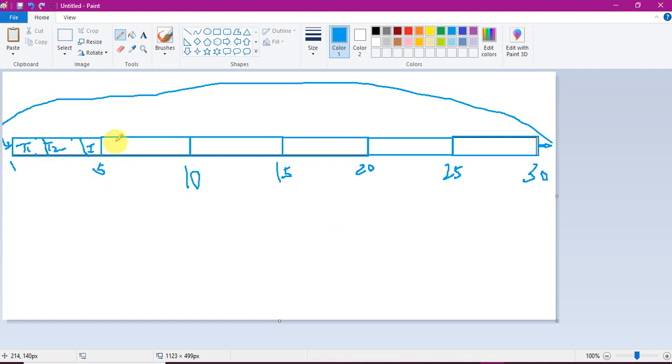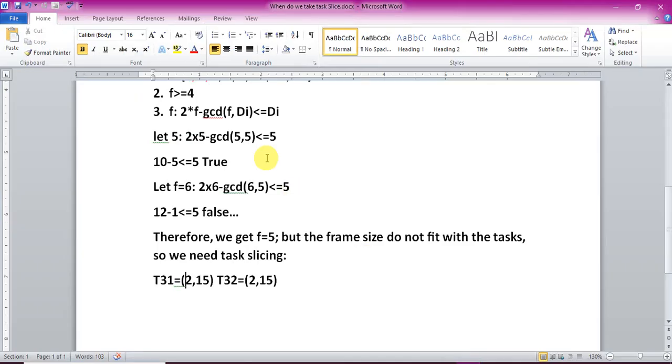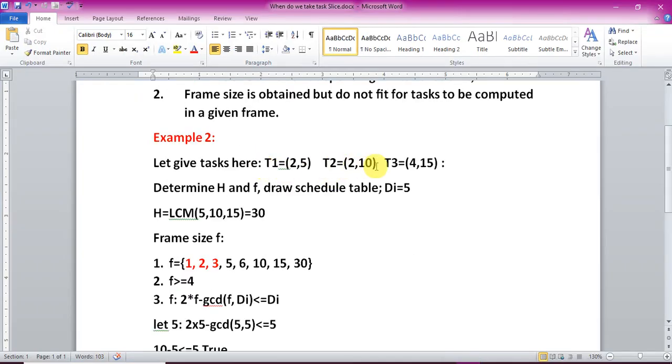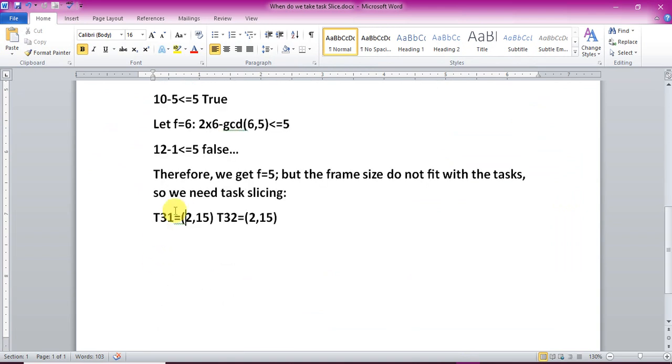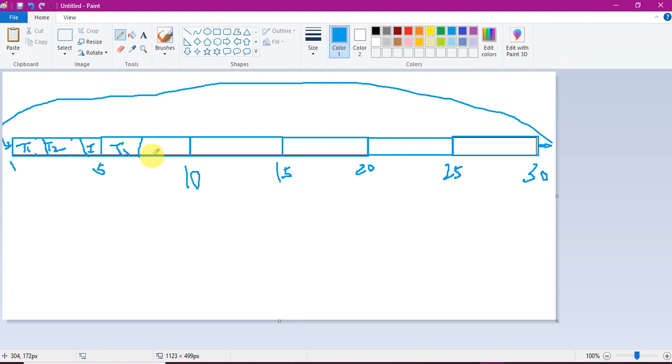Next, T2 again starts at the same thing. There should be 2 units for T2. T2, you see, not T1, and T2 repeats after 10 units. So here we can use our slice time. For slice time, T3 or T2, no problem. Wherever it is, it can start in any position. So let me use 2 units here for T3 or T1, and the 1 unit again remains empty.